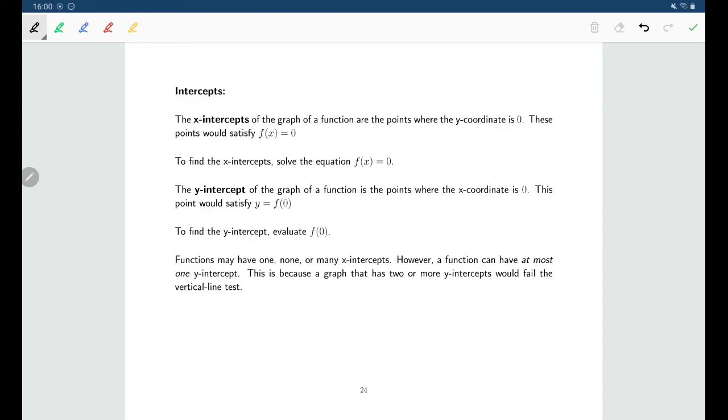I have a little bit of a side note here that functions could have no x-intercept, maybe only one, maybe multiple, maybe infinitely many, as we're going to see in trigonometry. But for functions, they can only have one y-intercept. And the reason that they can only have one y-intercept is because if something were a function and it had two y-intercepts, then that means you would have something that failed the vertical line test. So it couldn't actually be a function then. So if you want to be a function, you can have at most one y-intercept. It's also possible that you could be a function and not have a y-intercept.